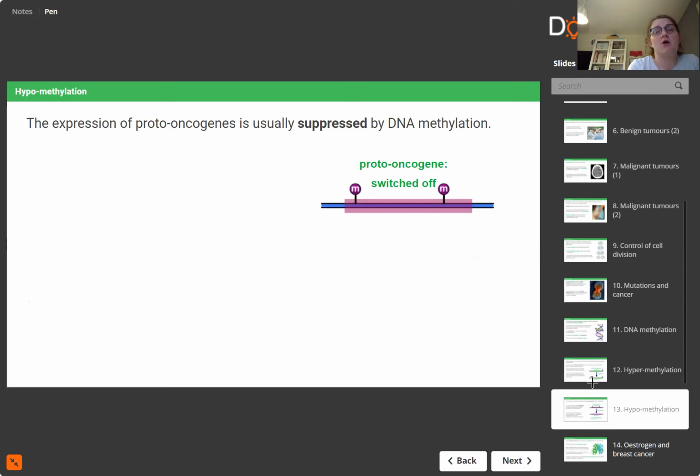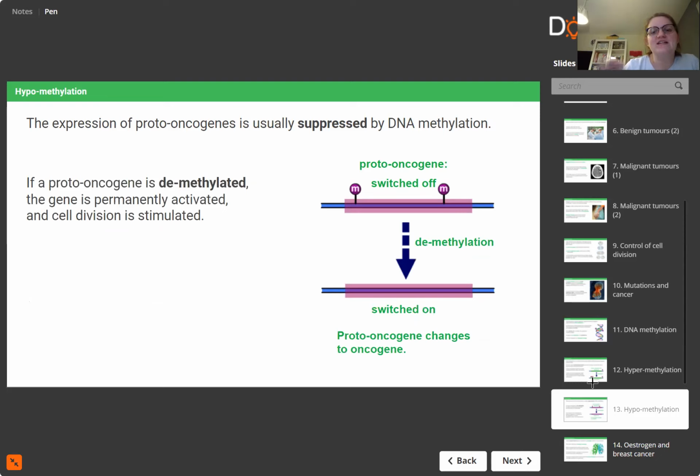Oppositely, we can have hypomethylation, and that can be a negative side effect as well. Proto-oncogenes, which are those ones that increase the division of cells, are usually suppressed by DNA methylation. If we demethylate those proto-oncogenes, the gene is then permanently activated, and then cell division is stimulated. So if we get rid of those methyl groups, as we said before, we don't just call them proto-oncogenes now, it then acts as an oncogene. It then increases the production of the proteins that encourage cell division, and this stimulates the cells to divide uncontrollably, which then causes the formation of tumors.